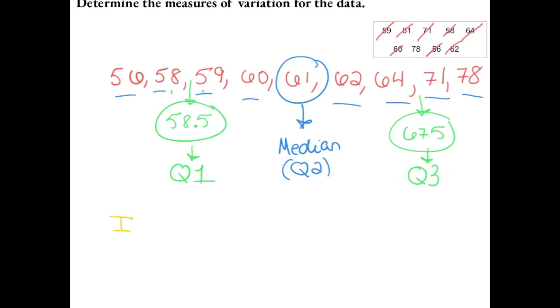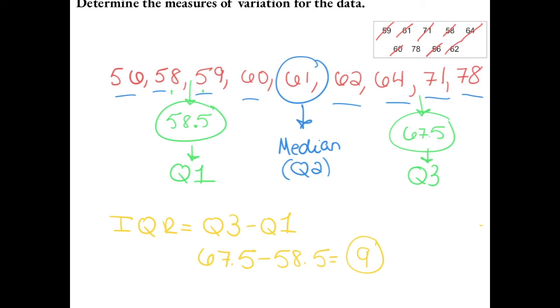Now to find the IQR, we need to subtract quartile 1 from quartile 3. Quartile 3 is 67.5 minus quartile 1, which is 58.5, and this equals 9. So the IQR for this problem is 9.